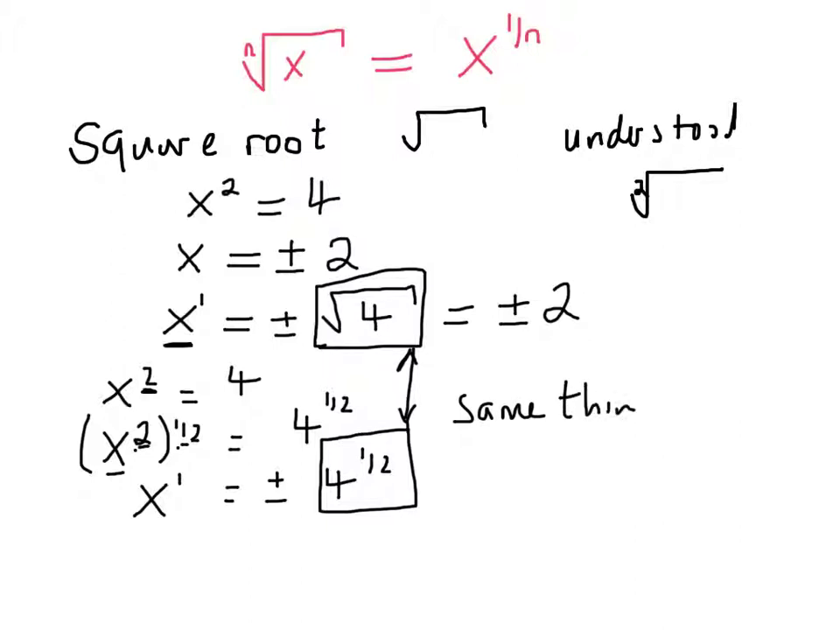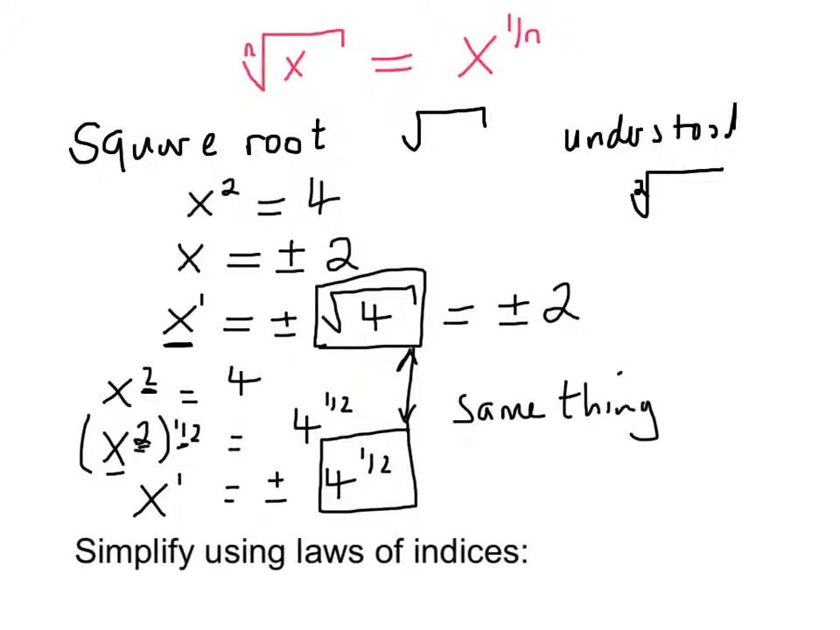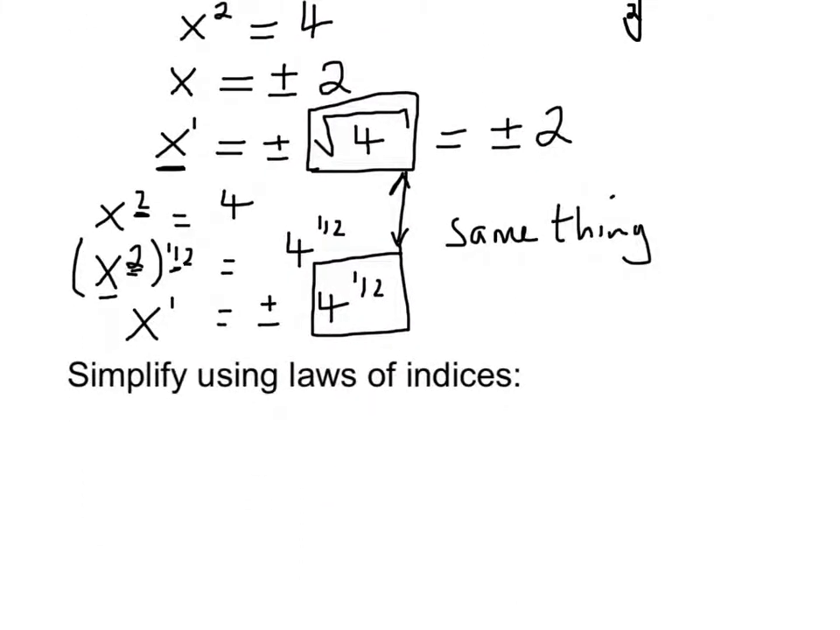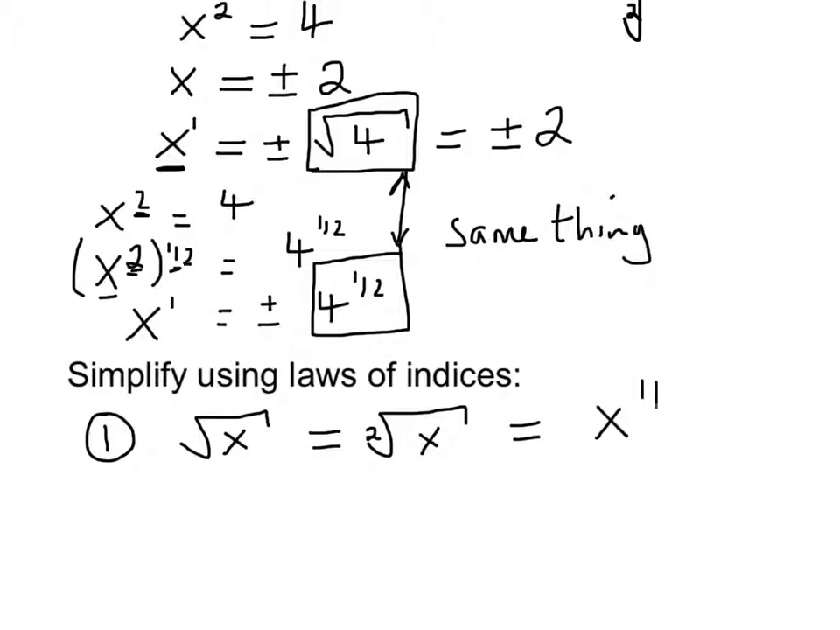Same thing. Okay, so there's where my law comes from. Hopefully that's not too complicated. So again, if I just try a few questions with this law, simplify using laws of indices. So let's say the square root of x. Now remember I said to you, the square root of x, it's understood that there's a little 2 in that. The square stands for 2 of x. So if I simplify it using my laws of indices, it's x to the power of 1 over 2. Okay. If I go ahead and look at, let's say, the fourth root of 2, that would be 2 to the power of 1 over 4.